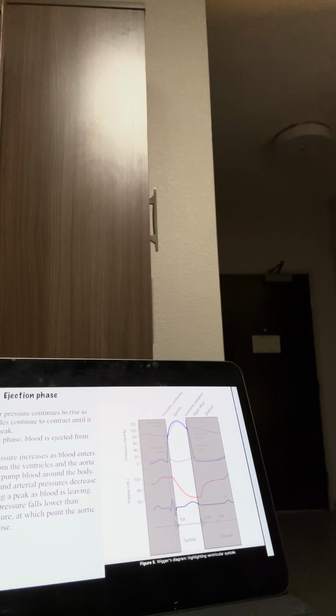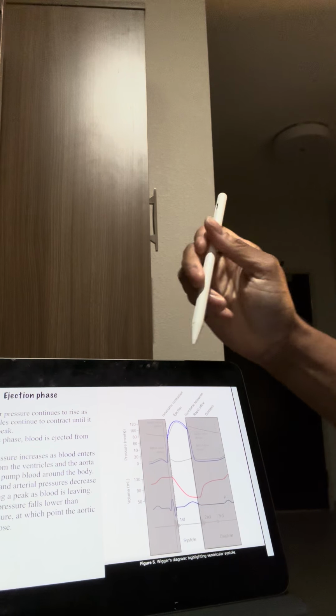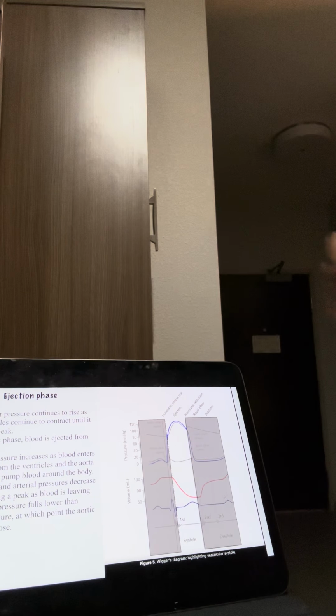The ejection phase, also known as ventricular systole. Ventricular pressure continues to rise as the ventricles continue to contract until they reach this peak. During this phase, blood is ejected from the heart.